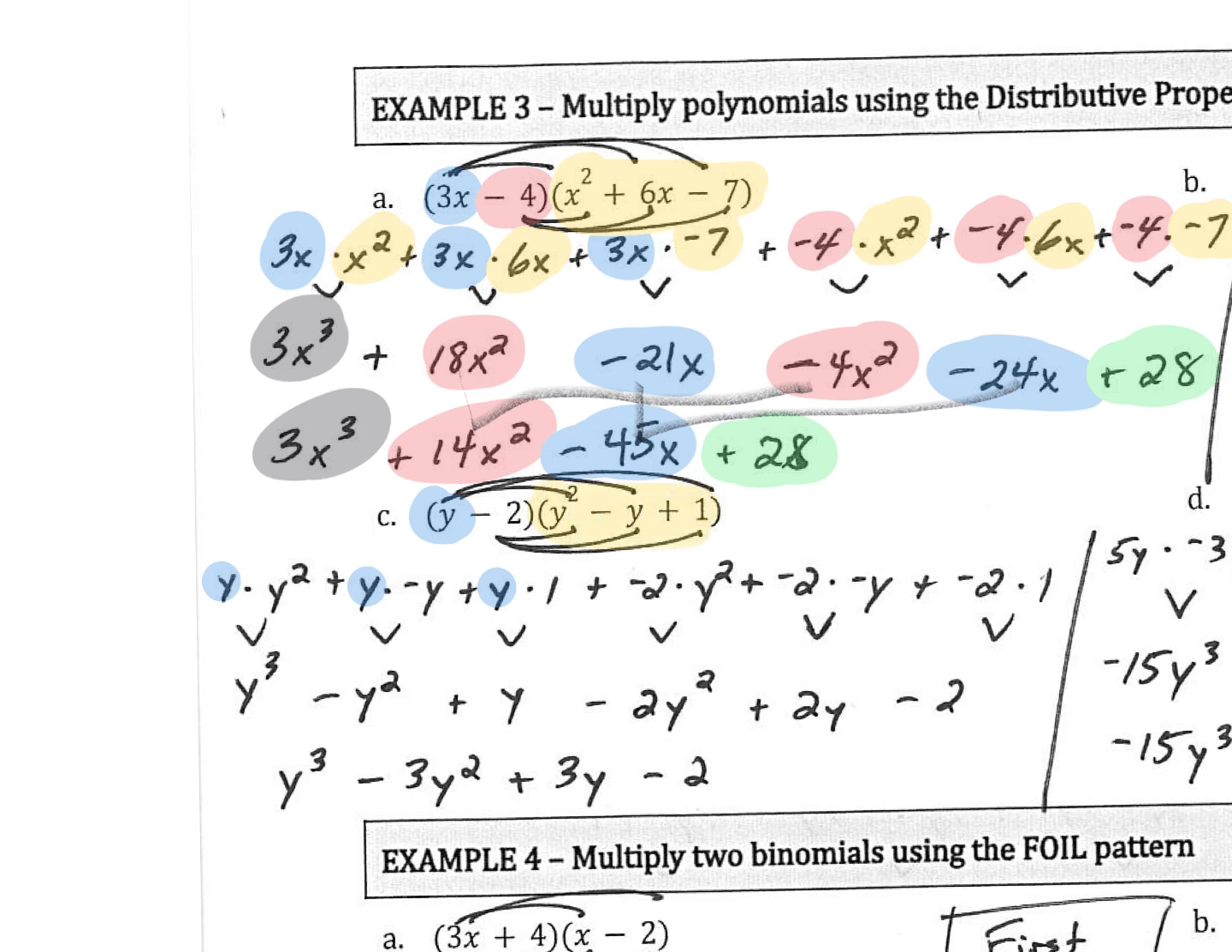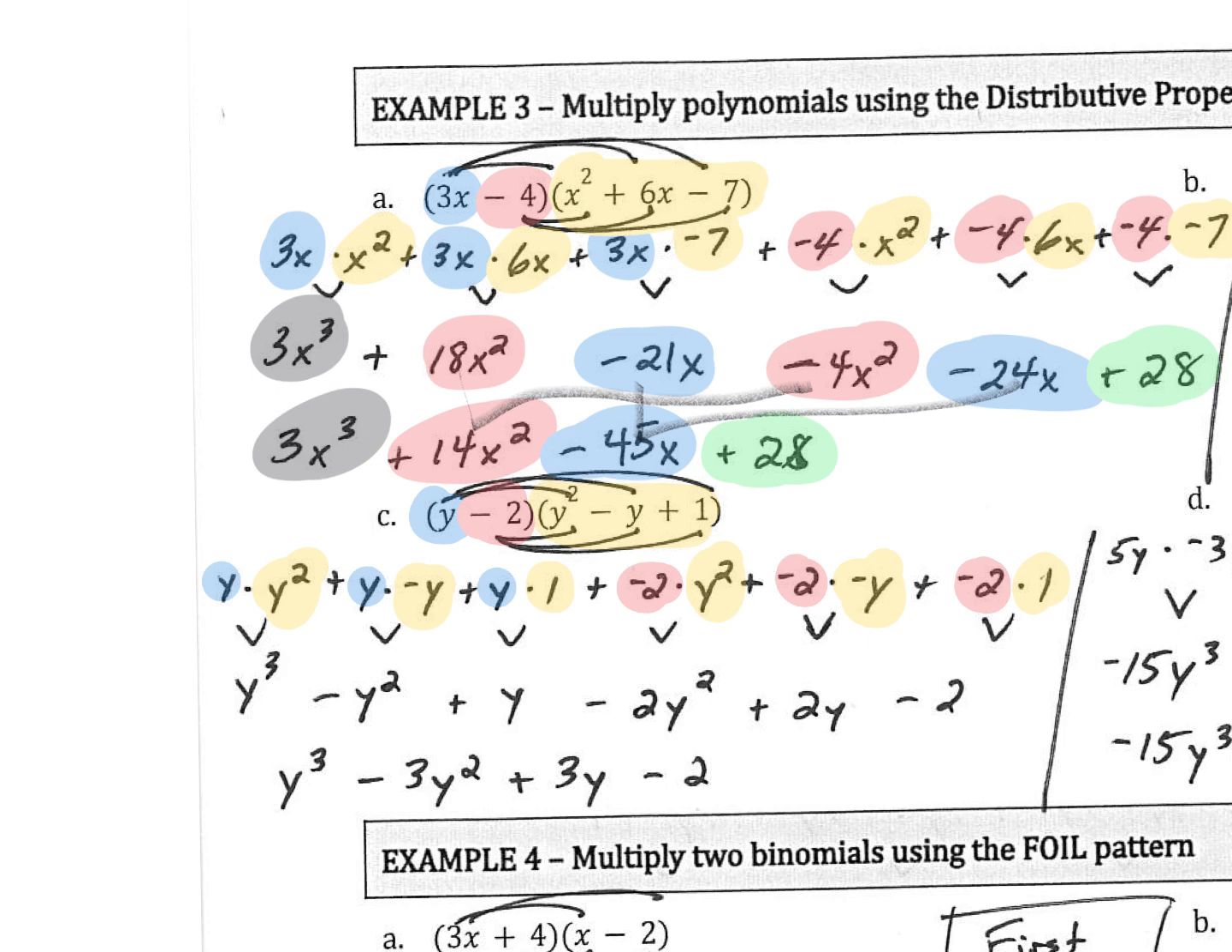The other three terms, let's put in yellow. Here's y squared, here's negative y, and here's 1. Then we need to multiply this negative 2 with all three terms in yellow. Y squared, negative y, and 1.